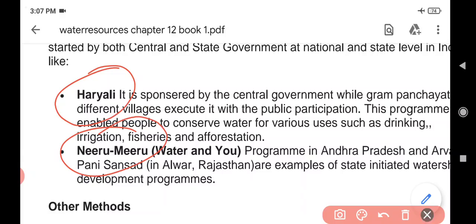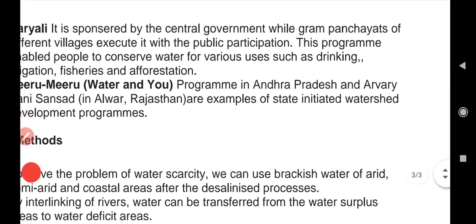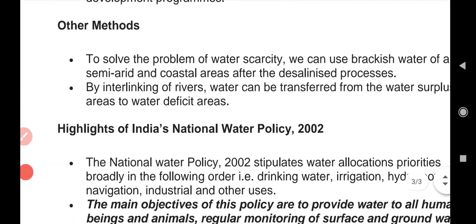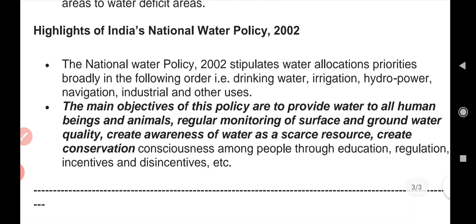Then we have another method, just like water policy. Water policy was adopted by the Government of India, which is called the National Water Policy. Their aim was to provide water for the people for drinking, irrigation, hydropower, navigation, industrial and other use. The main objective of this policy was to provide water to all human beings and animals.